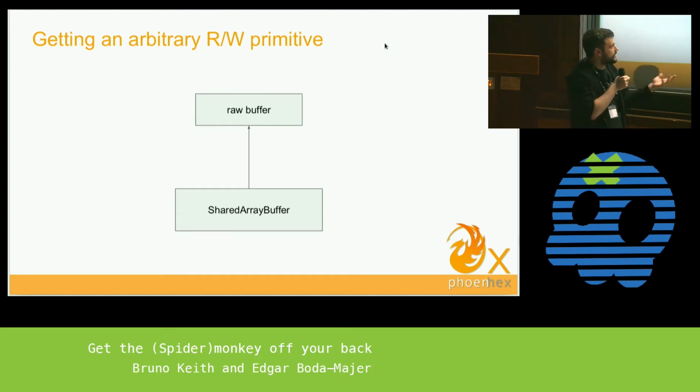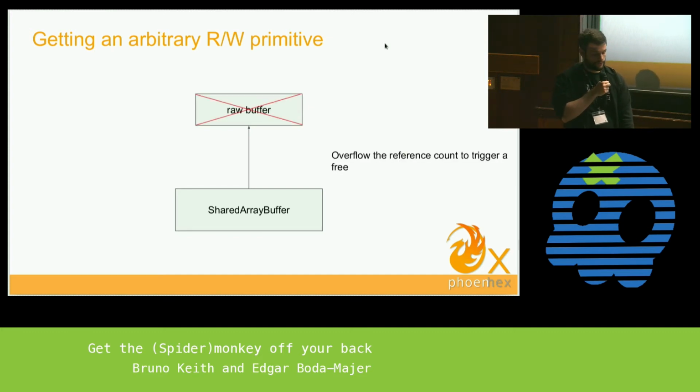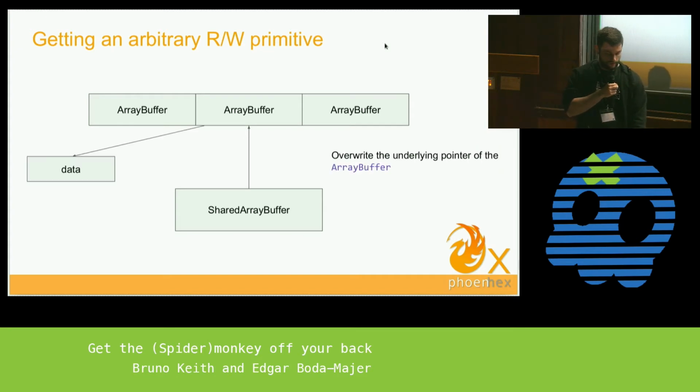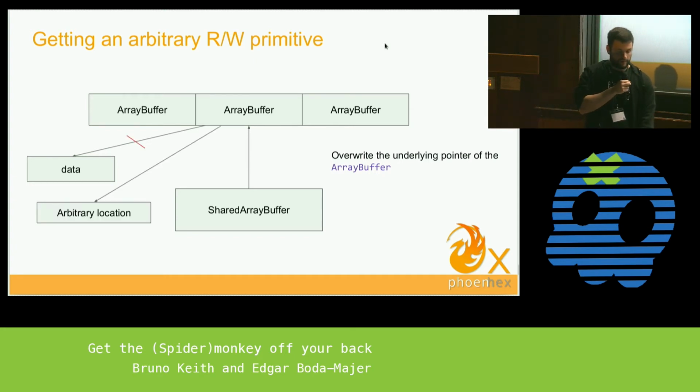So how it looks from a high level point of view: we have the shared array buffer, which points to the raw memory. We overflow the ref count and trigger a free. So now we still have a reference to freed memory. We allocate a large number of array buffers, large enough so that we're confident the memory is going to be reused at some point. Then we mark those array buffers and look for the value, and the array buffer is going to have a pointer to the data as we've seen before, and now we're able to modify that value to make it point to wherever we want. And with that we can read and write from the array buffer, so we can read and write from memory.